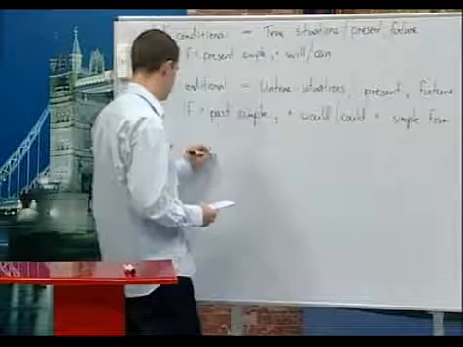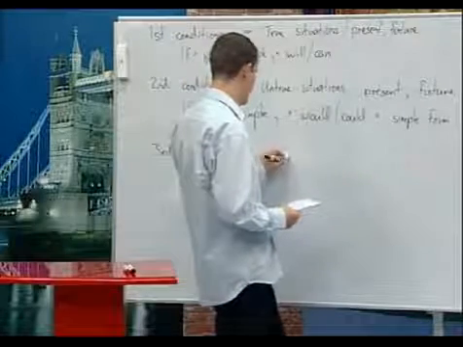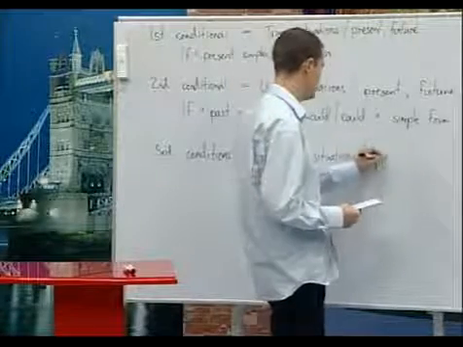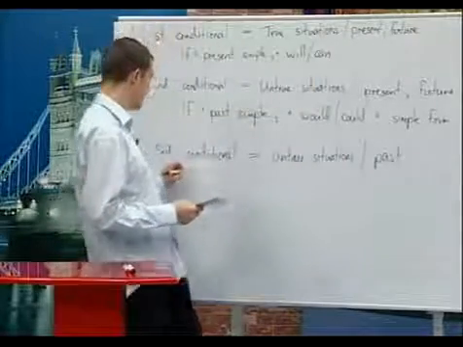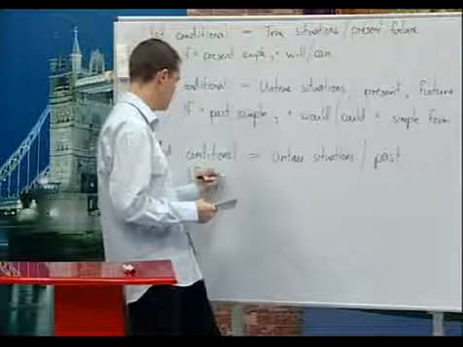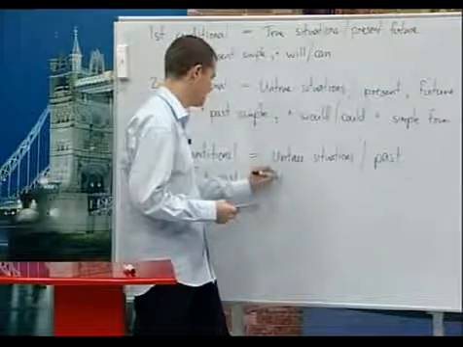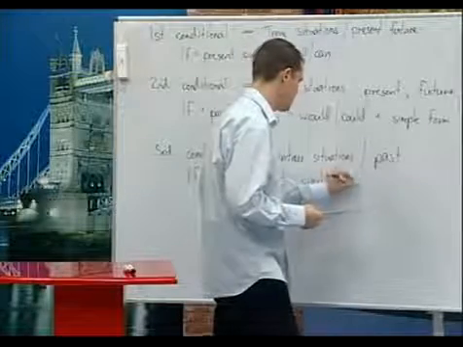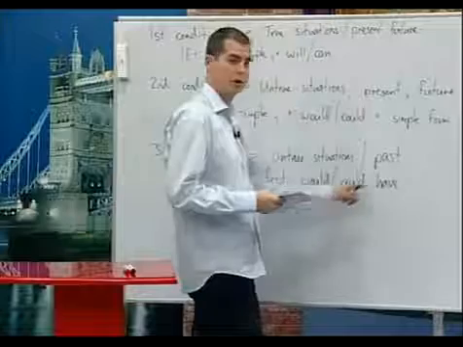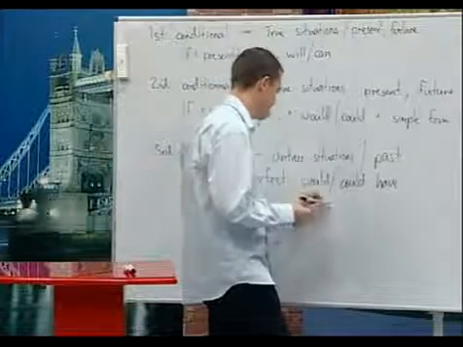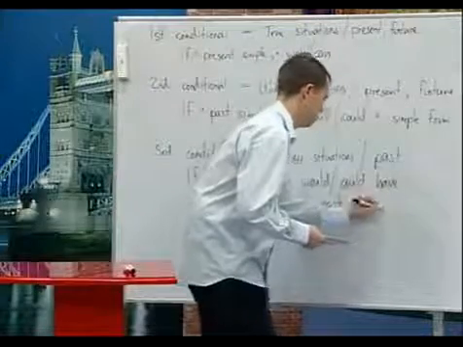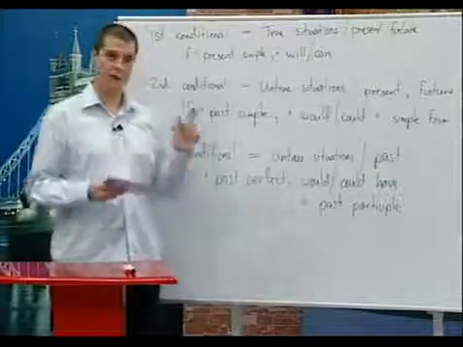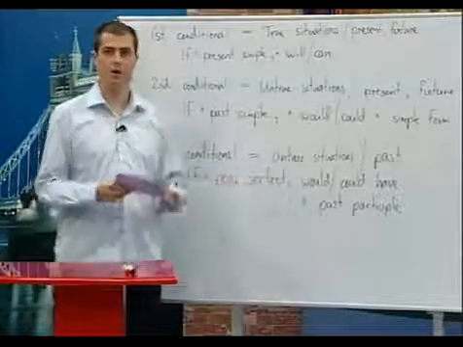Third conditional, this means untrue situations in the past, and to make it we say if plus the past perfect in the if clause, and then in the main clause we have would or could have, would have or could have plus the past participle. Okay. If plus past perfect, would have, could have, past participle. And as usual, if the if clause is first, we have a comma after it.